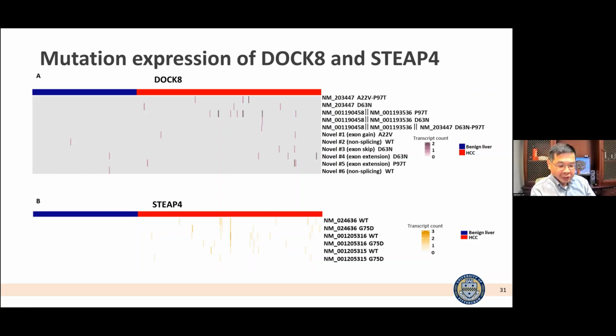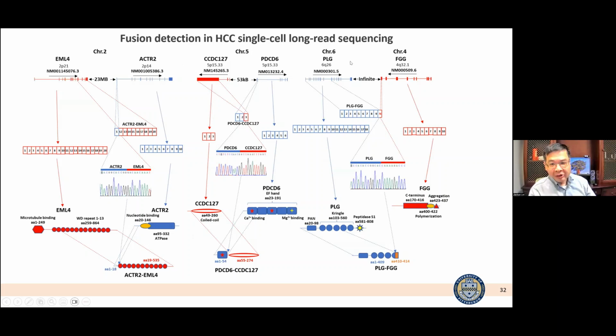It is interesting to do further analysis. Also, we found a lot of fusion genes based on the long-read sequencing. Some of them, here called EML4, which is a microtubule binding protein, actually translocated and combined with ACTR2, which is a so-called actin-related protein, a nuclear binding protein related to ATPase and energy. The recombination basically takes away the microtubule binding domains, and what is left is somewhat like a little leader sequence from ACTR2. Basically, I think it's more like a decoy protein for EML4, so the function will be completely lost.